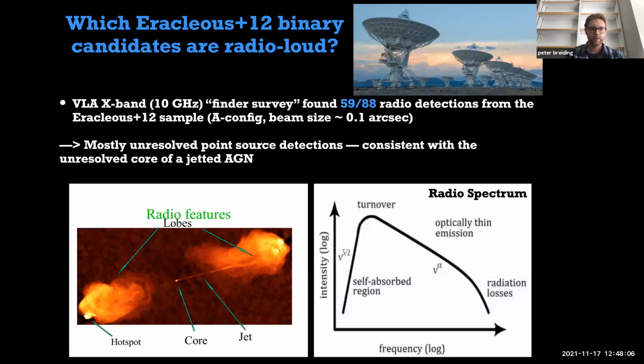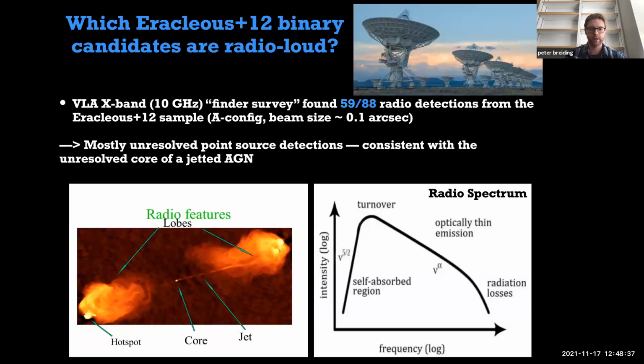So in this VLA finder survey at 10 gigahertz in A configuration, so a beam size or angular resolution of a tenth of an arcsecond roughly, we found 59 out of 88 of the sources were detected, and they are mostly unresolved point source detections. So if we're looking at the morphology of a radio loud AGN, you have the core, which is a region at the base of a relativistic jet produced by the black hole.